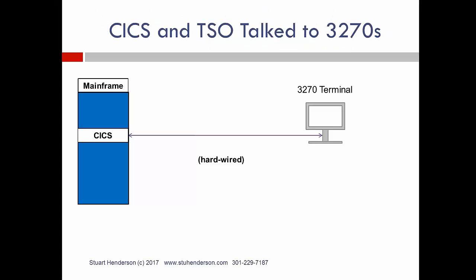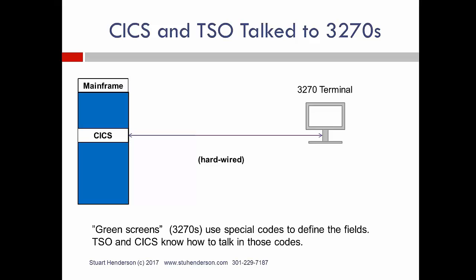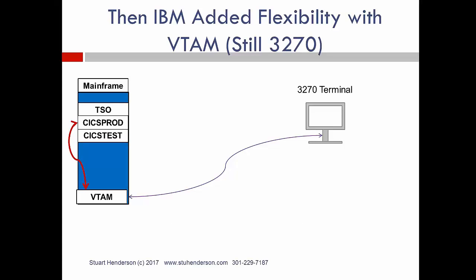Now, CICS and TSO and other programs, IMS for example, knew how to talk to these terminals. These were called 3270 terminals. It's an IBM model of terminal. You may have heard it referred to as green screens. But these pieces of software were able to talk to 3270s because they were aware of the language that these terminals spoke. There were special codes that would tell the terminal how to define fields on the screen, and so if you didn't know how to talk 3270, you'd have trouble really communicating with the terminals. But the standard stuff like CICS and TSO knew exactly how to do this.